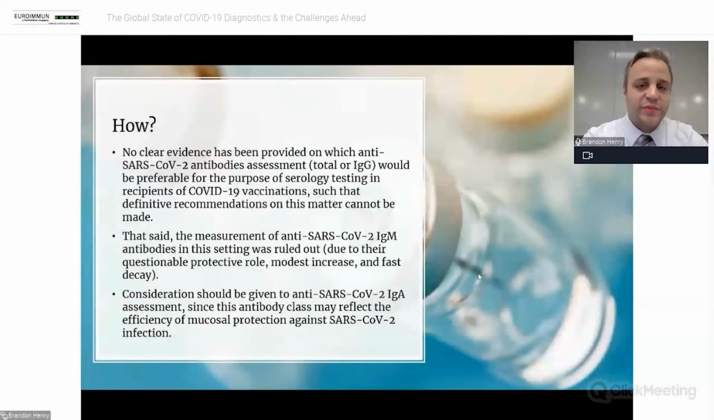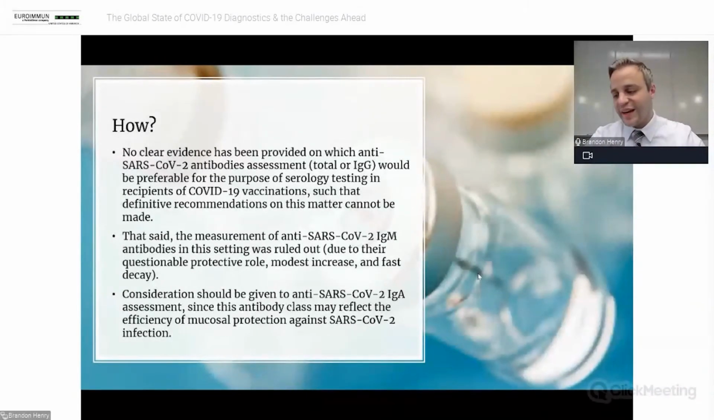No clear evidence has been provided on which antibodies assessment, total or IgG, we would prefer for the purposes of serology testing in recipients of COVID-19 vaccination, such that definitive recommendations on this matter cannot be made. That said, the measurement of anti-SARS-CoV-2 IgM antibodies in this setting has been ruled out by the IFCC due to their questionable protective role, the only modest increase we see in IgM, and their fast decay. And consideration should be given to the measurement of anti-SARS-CoV-2 IgA, since this antibody may reflect the efficiency of mucosal protection against SARS-CoV-2 infection.